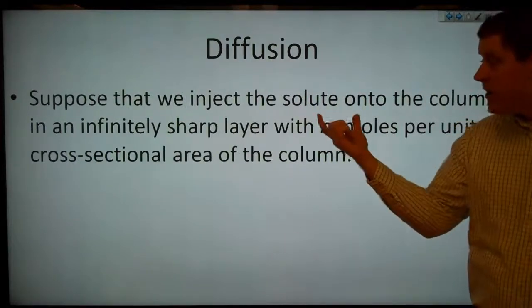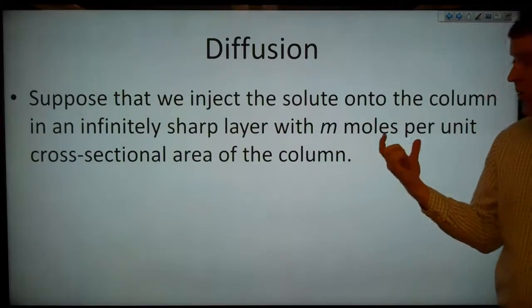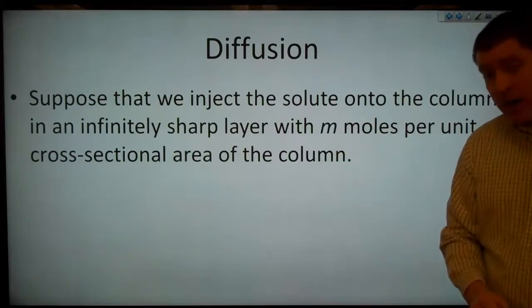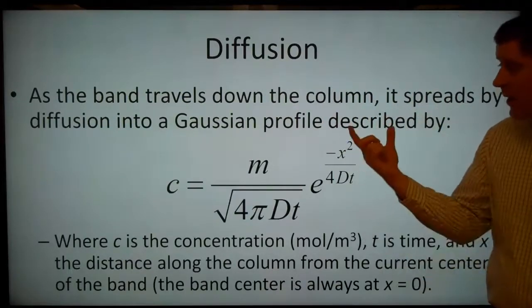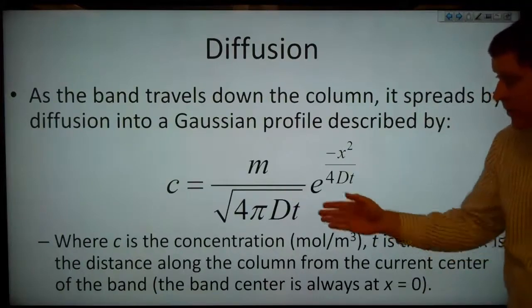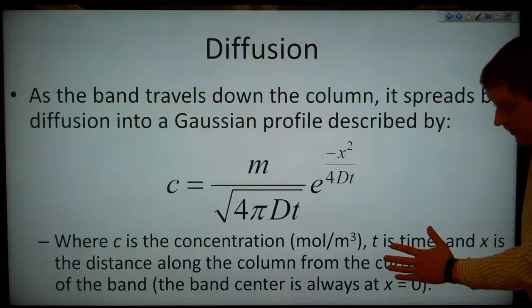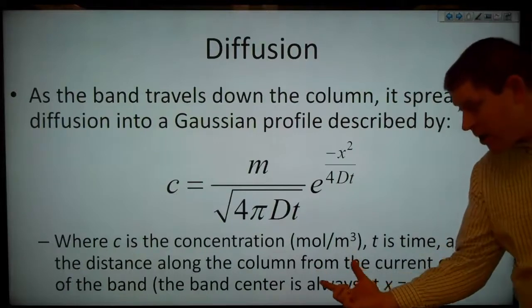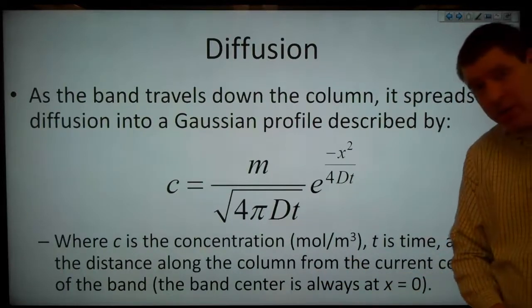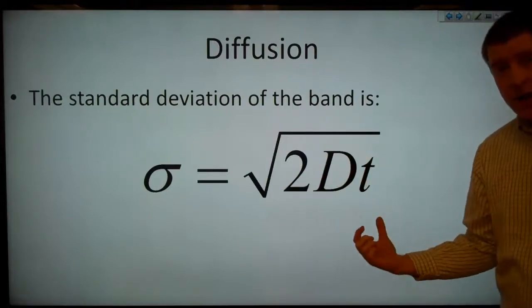Now, suppose that we inject the solute onto our column in an infinitely sharp layer with m moles per unit of cross-sectional area of the column. As our band travels down the column, it spreads by diffusion into a Gaussian profile described by this equation, where C is the concentration in moles per cubic meter, t is the time, and x is the distance along the column from the current center of the band. Note that the band center is always at x equals 0. Now the standard deviation of the band is equal to the square root of 2Dt.